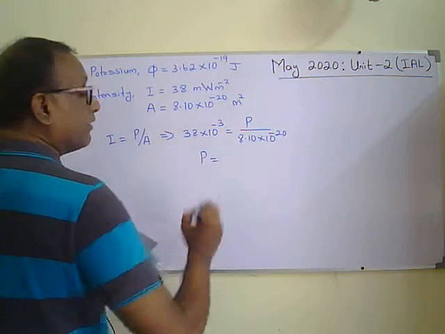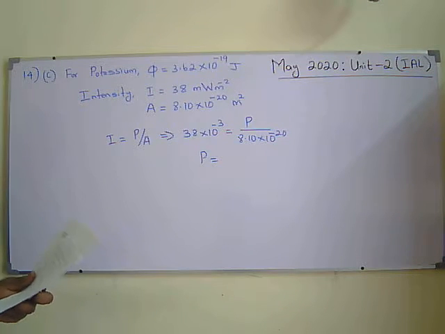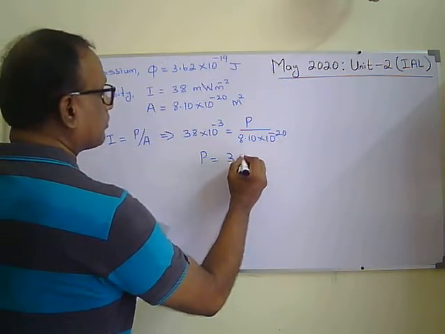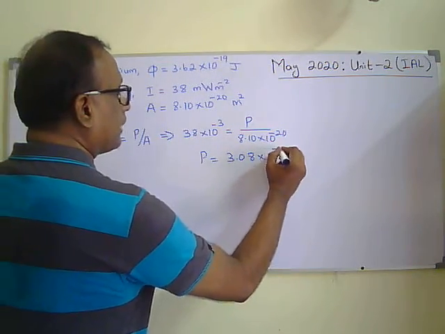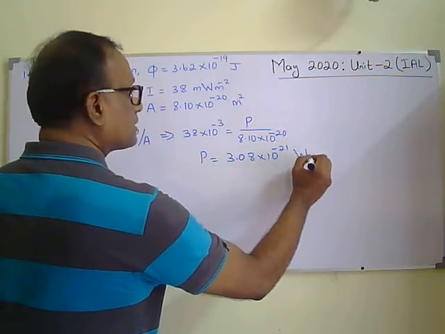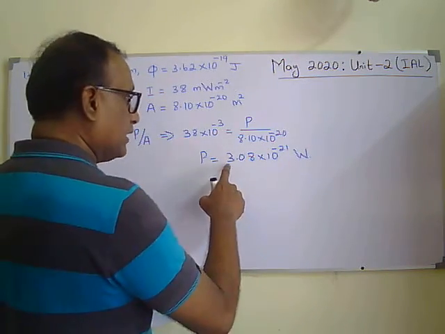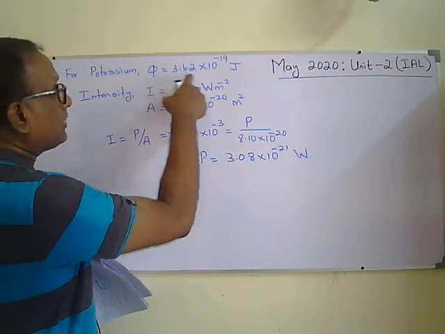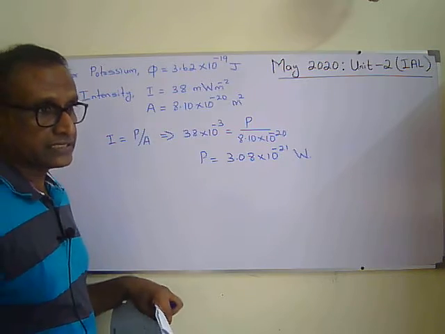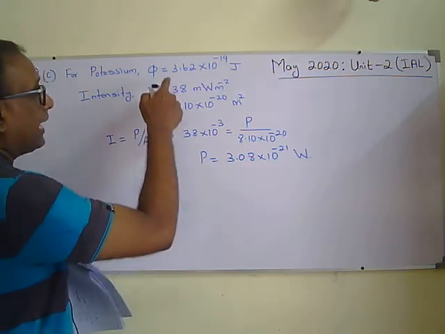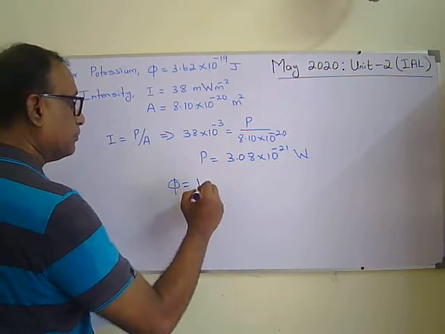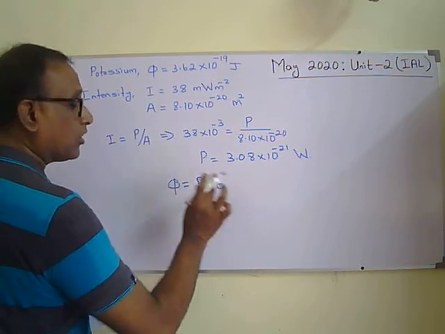So I will find the power of the radiation falling on it. That will be 3.08 times 10 to the power minus 21 watts. So every second the radiation will give this amount of energy. But to remove an electron, this amount of energy is required. That's the work function, the minimum amount of energy needed. So energy equals power into time.